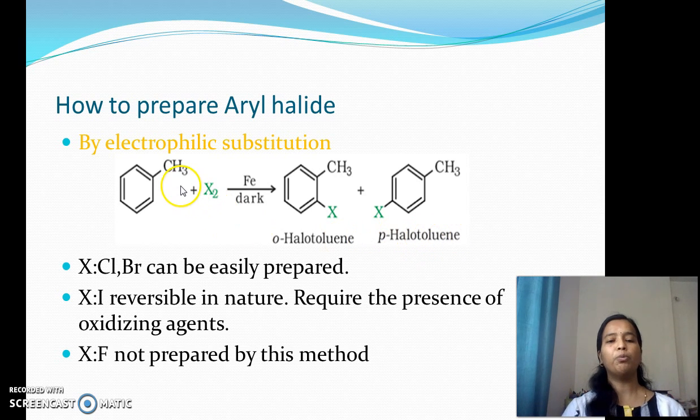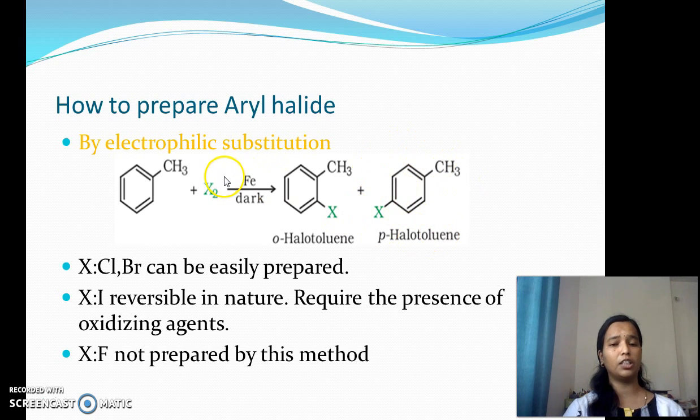I think you know methyl group is ortho-para directing. You might have learned the directive influence of functional groups in 11th standard. So according to that, methyl group is ortho-para directing, so you will get a mixture of ortho-halotoluene and para-halotoluene. This mixture of products can be separated based on their melting points. There is a difference between their melting points, so they can be easily separated.